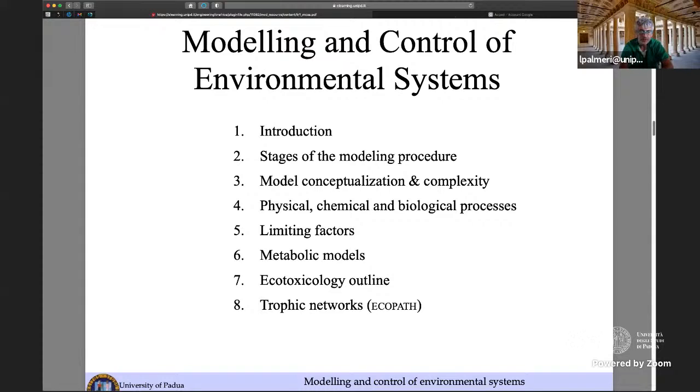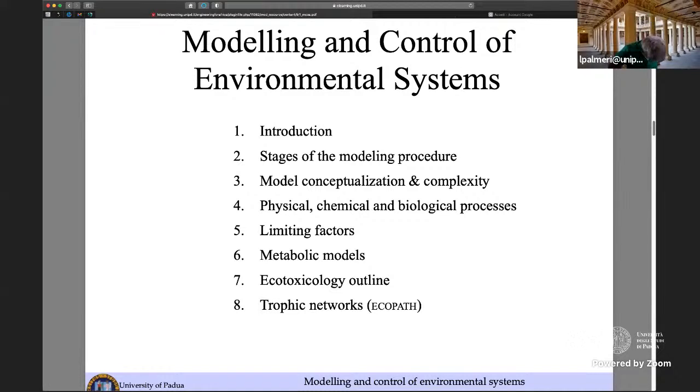Once we have introduced the stages of the modeling procedure and the conceptualization of a model, then we will go into more detail about physical, chemical, and biological processes. This is the core of the class. Point 4 is the core of the class, in which I will give you an overview of physical, chemical, and biological processes from the ecological engineer's point of view. And then we will try to translate these ecological aspects into more environmental modeling aspects.